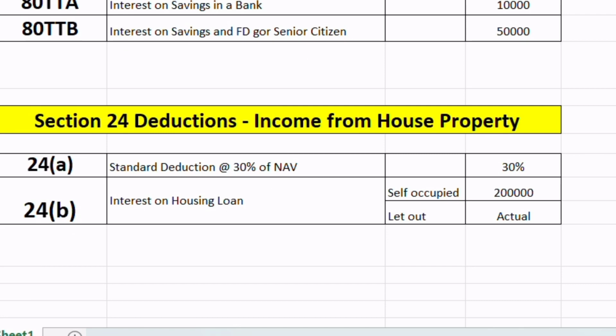Now let us look at certain deductions under section 24, income from house property. Under section 24A, a standard deduction of 30% is available. Under section 24B, interest on housing loan gives you a deduction of 2 lakh in case the property is self-occupied, and if you let out the property, that is in case you give it on rent, the entire interest can be claimed as a deduction.